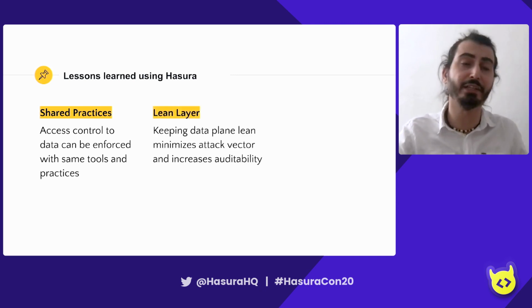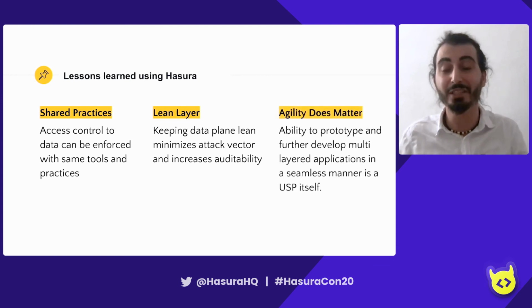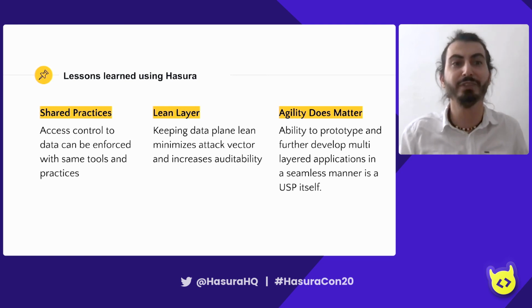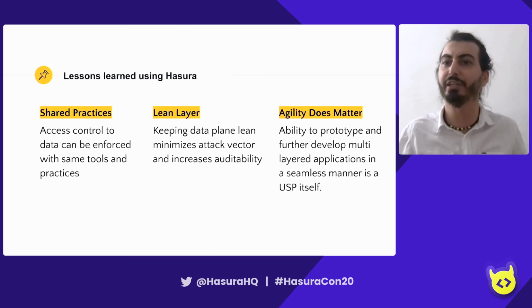You have a lean layer, you're looking at a single layer, and Hasura does not introduce yet another complex layer to deal with. And agility does matter. If you're able to prototype your app fast, and go very fast from your prototype to a full-fledged application, you really differentiate yourself in a very regulated market.